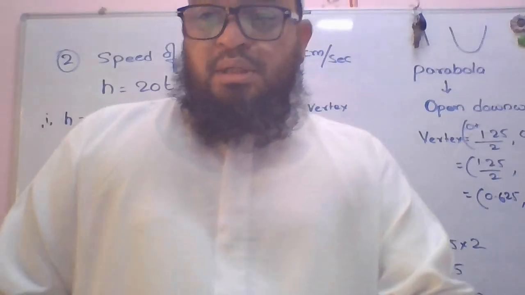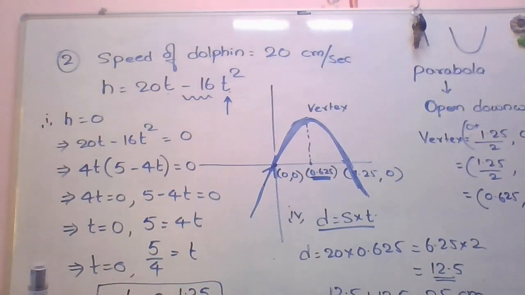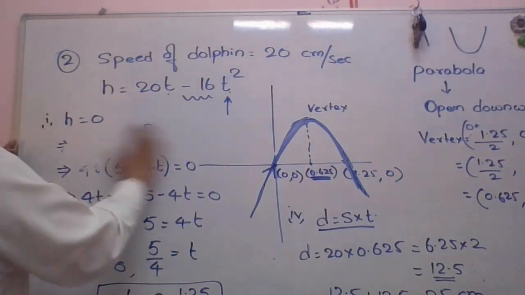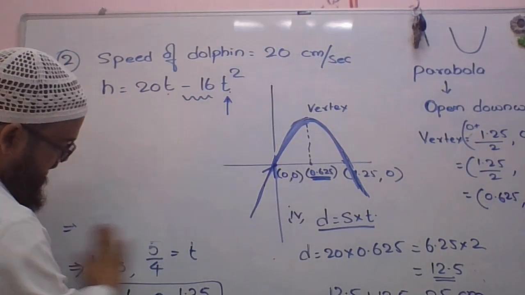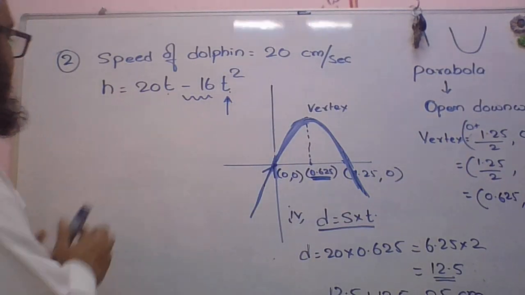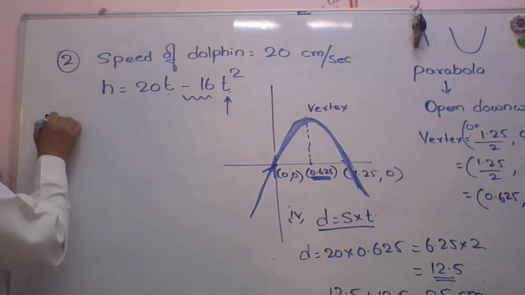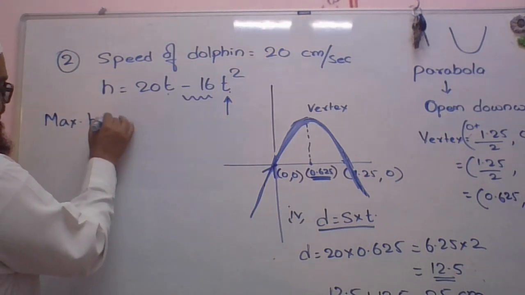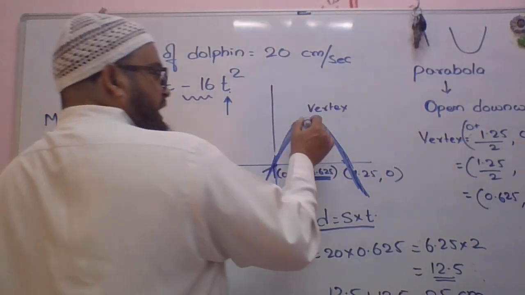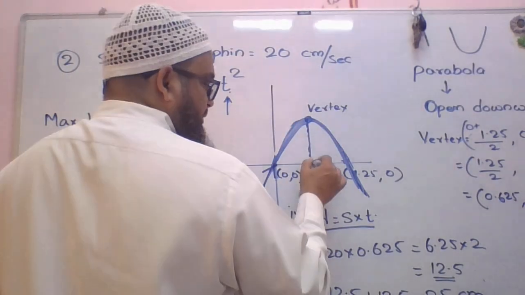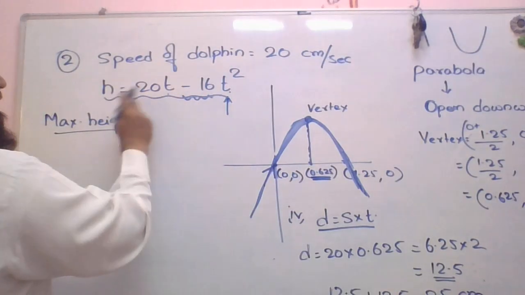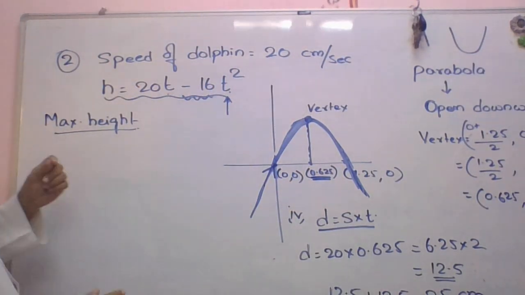Yes. See here, one more problem can be asked. Sorry, I forgot it. Suppose they ask, what is the maximum height? Sometimes they may ask you about the maximum height it reaches. So let us say, what is the maximum height the dolphin reaches? The maximum height will be reached at the vertex, right? And what is the time taken? It is 0.625. And what is given over here? Height is equal to 20t minus 16t square.